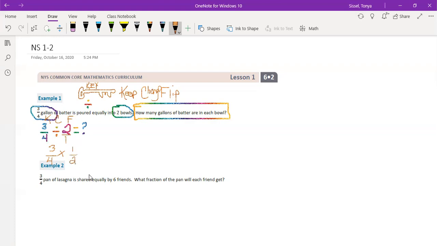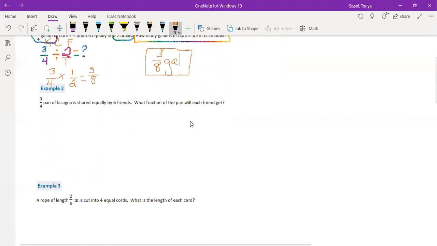Okay, now we are so doing this easy because 3/4 times 1/2, 3 times 1 is 3. 4 times 2 is 8. So our answer, how many gallons? 3/8 of a gallon is in each bowl. All right.